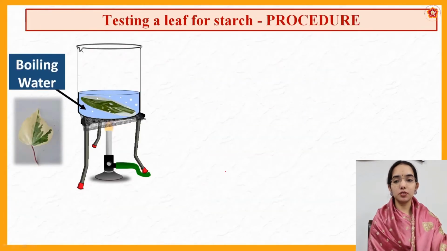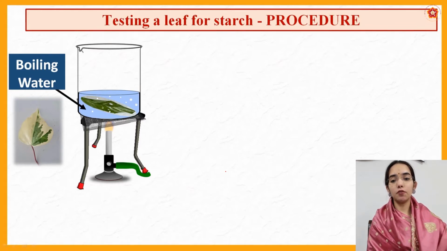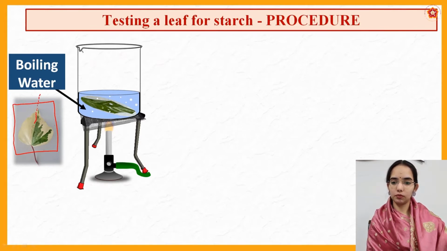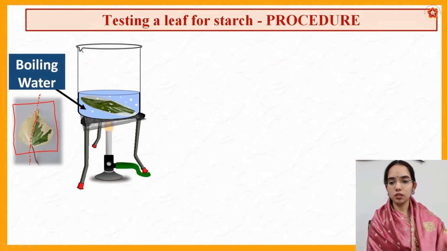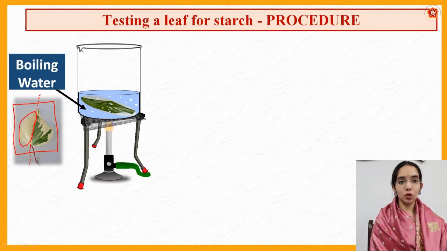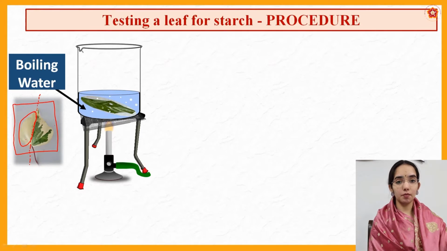So let's have a look at the procedure. We'll take an ivy leaf, and it's a variegated ivy leaf. As you can see here, this is the leaf that we will take for this experiment. Then we'll cut the leaf from the middle. Once we have cut the leaf from the middle, you can see that the part of the leaf on the left has no chlorophyll at all. If it has no chlorophyll, the process of photosynthesis cannot occur, and starch will not be formed in this portion of the leaf.